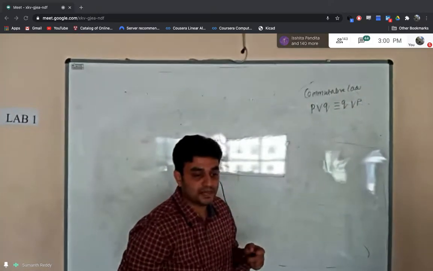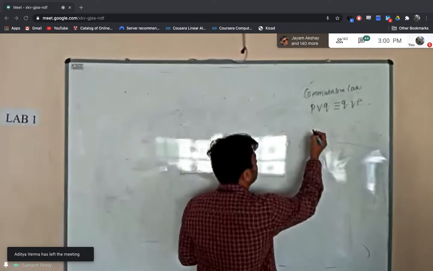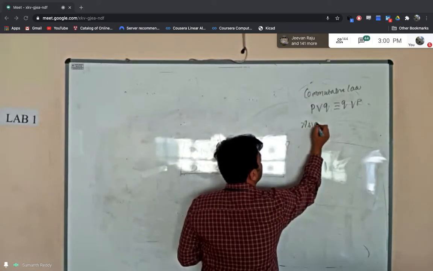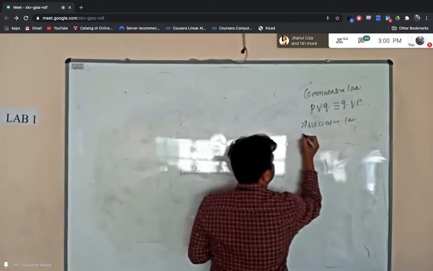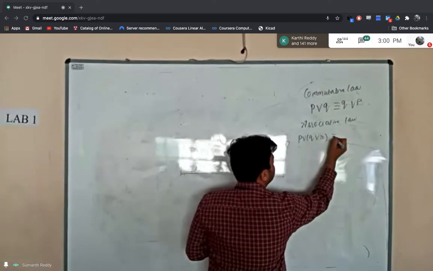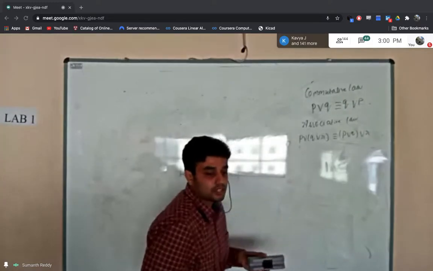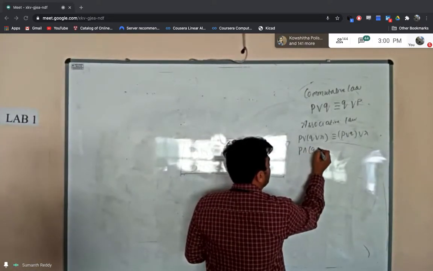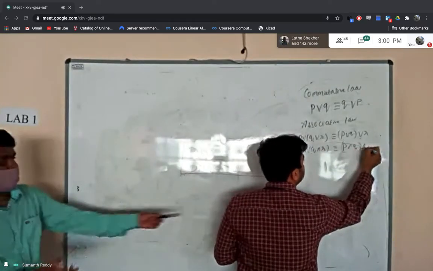Actually, most of these basic laws you will already have an idea about, so I'll just quickly write them. After the commutative law, we have one more law called the associative law, which tells that (P or Q) or R is the same as P or (Q or R). Similarly, with respect to conjunction, we have (P ∧ Q) ∧ R, which is the same as P ∧ (Q ∧ R).